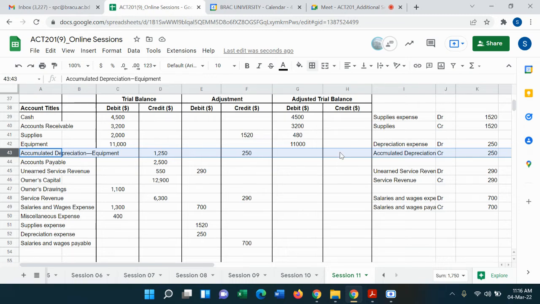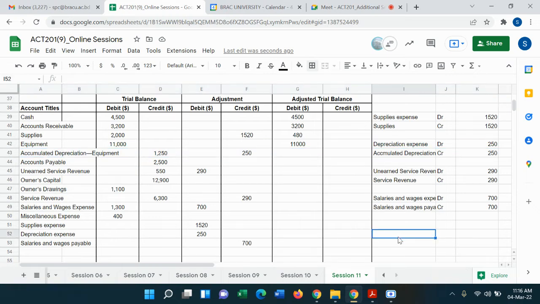Sir, it should be 1000 credit. Why 1000? No, sir. Credit 1,500. 1250 credit, again credited by 250. So should we add them up? Yes, we should add them up.